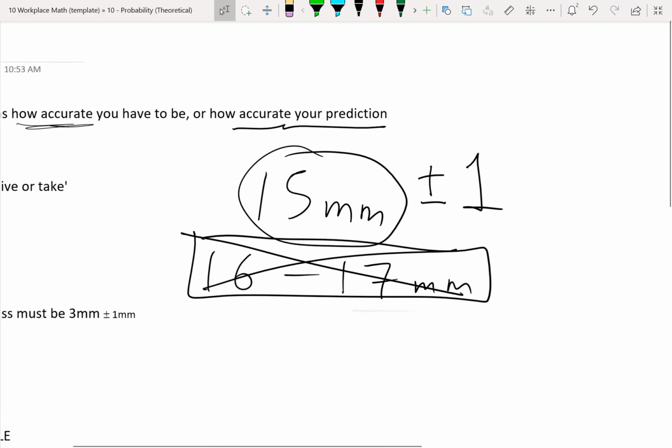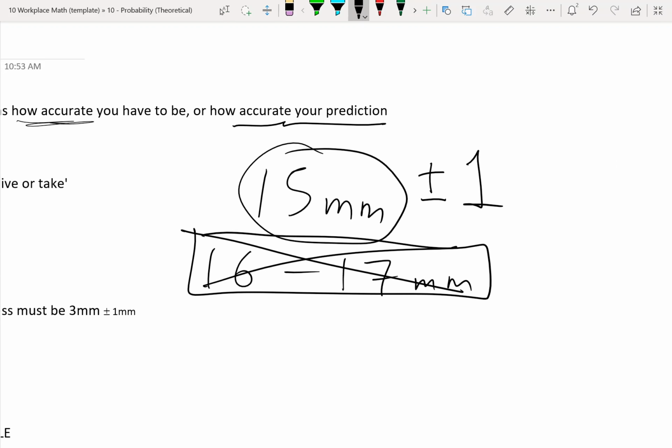So in this example, if I said my prediction is 15 millimeters of rain plus minus 1, that means that it could be 15, but it could be plus 1. If it was plus 1, it would be 16. But it also could be minus 1, which would be 14. Okay? So in this case, the highest is 16, the lowest is 14. It's somewhere in between that.